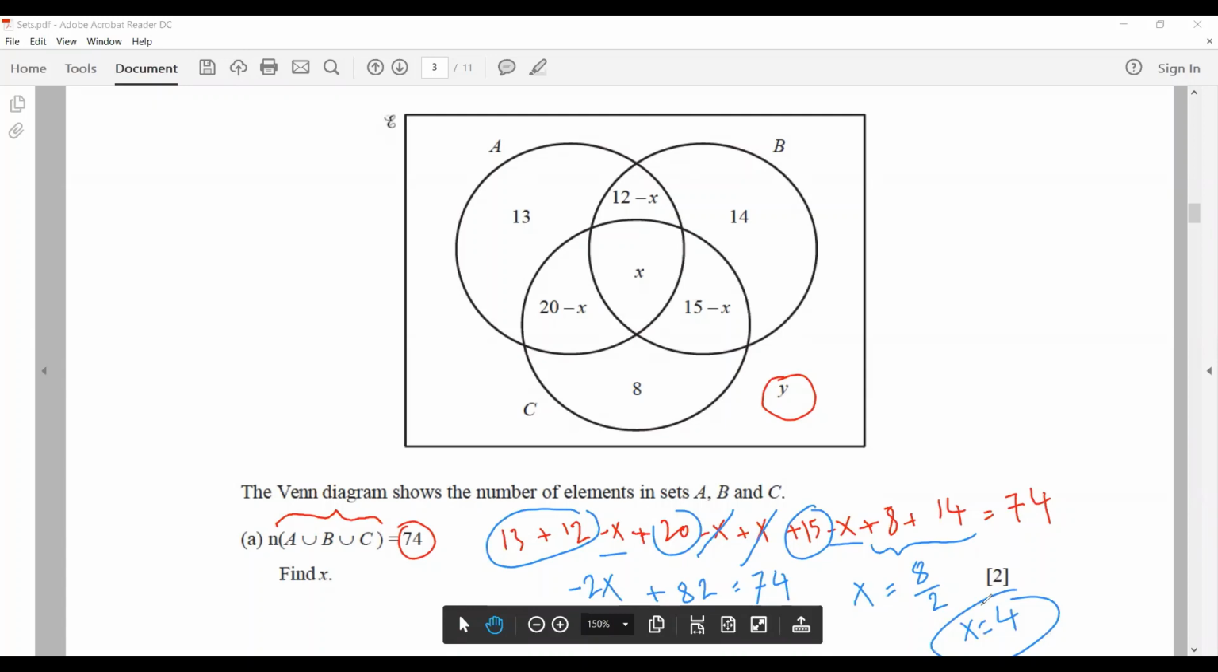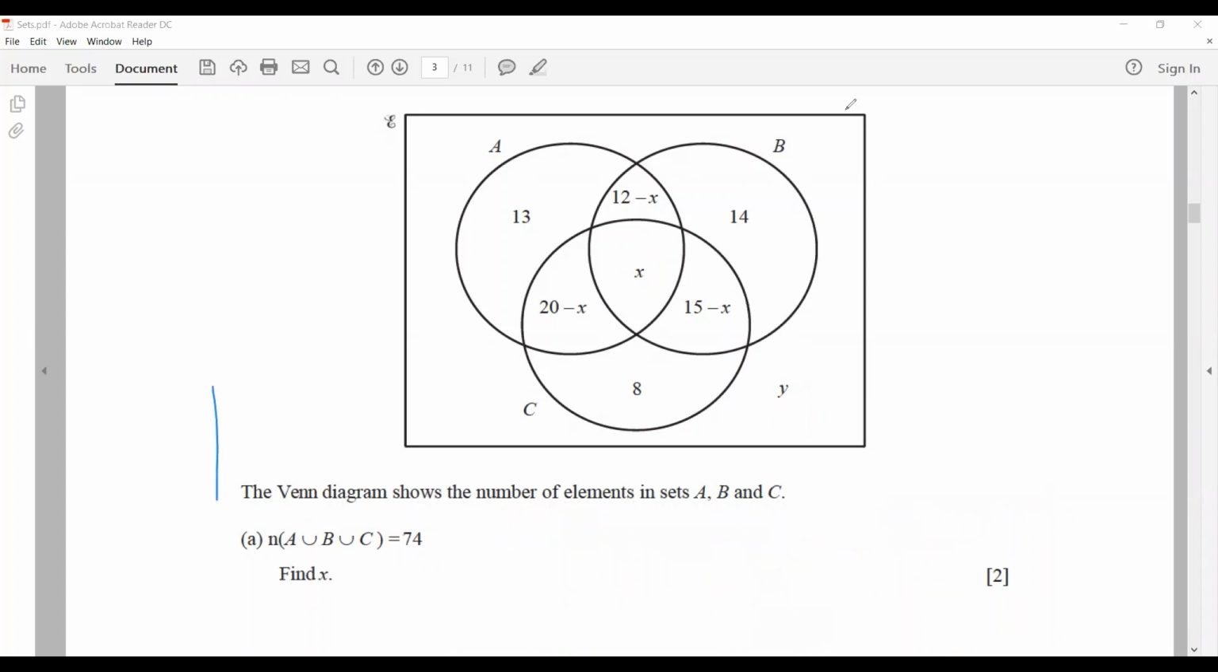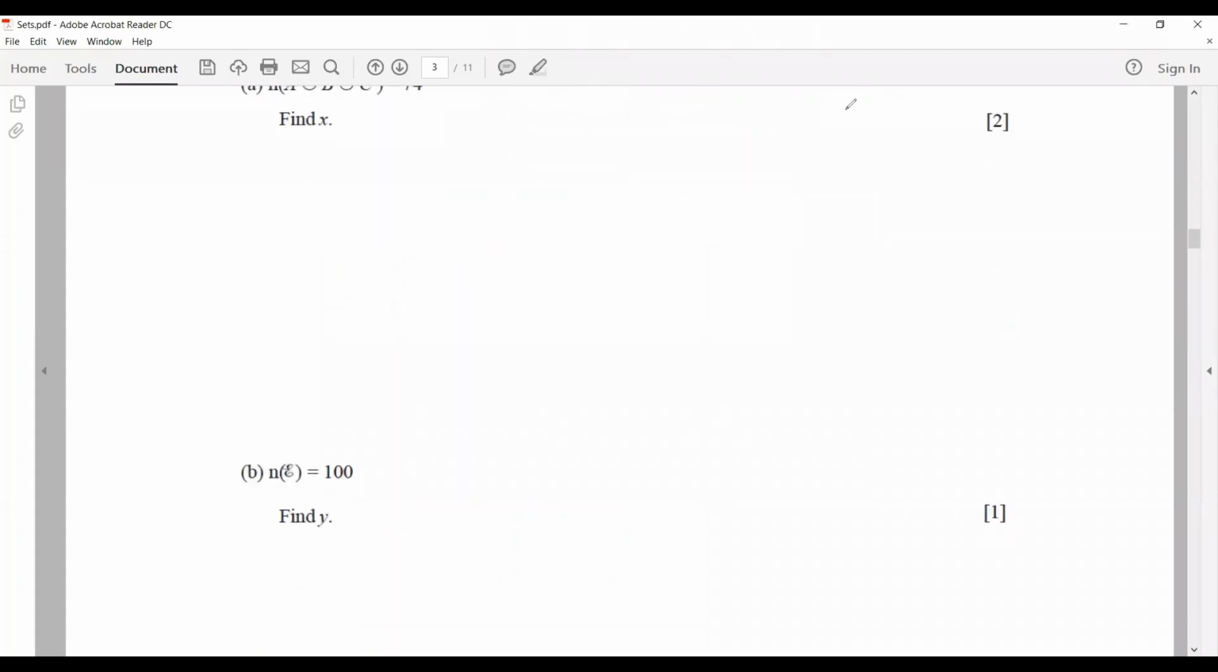All right, so we found X, the middle one. This is equal to 4. So what is the second part asking from us? In part B, we've been told the number of, so this notation, guys, this is the Z, or in some books, they use a capital U. That's the notation for universal set. So everything together adds up to 100, and they want us to find Y.